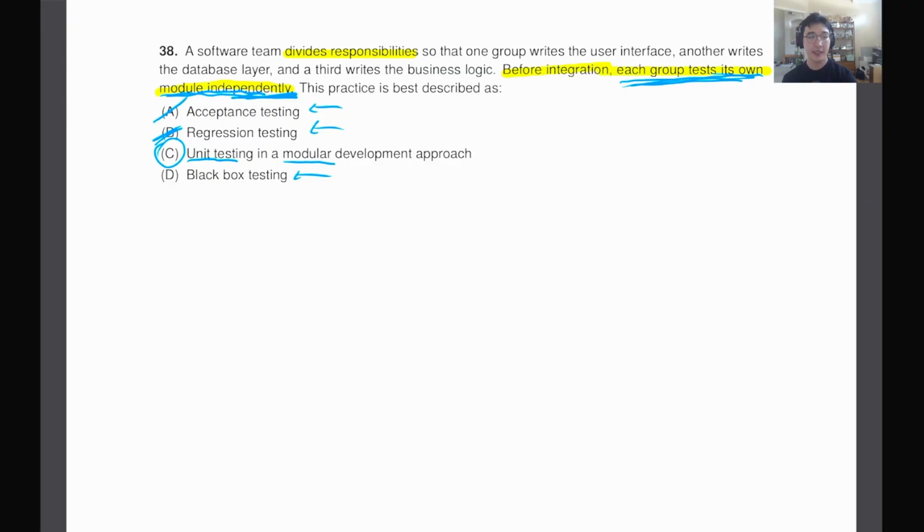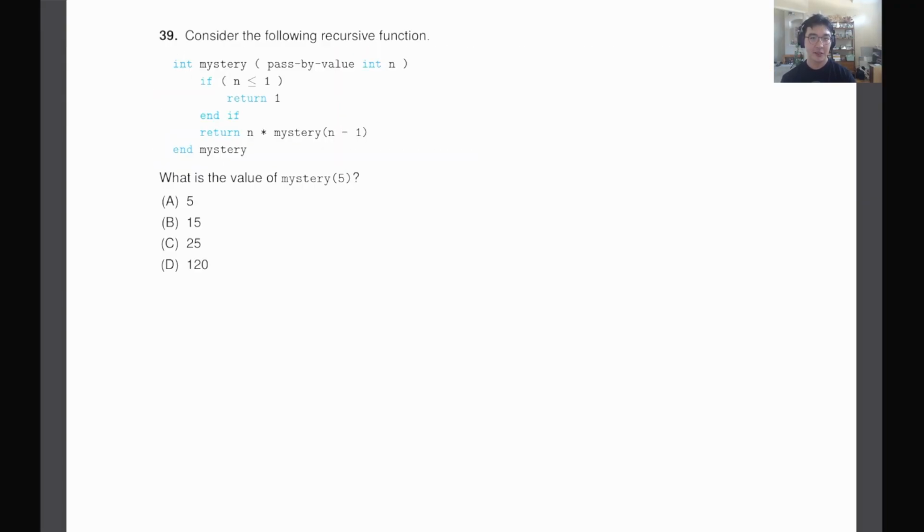All right, that was 38. Question 39. Consider the following recursive function. So we have some function right here, and we are asked what is the value of mystery 5. I'm just going to go ahead and number these lines of code. Now, the thing about a recursive function is that it is a function that calls itself. If you don't know that, that's a-okay. There's a couple of things to keep in mind with these recursive functions, and we'll be sure to go over them as we trace through this code.